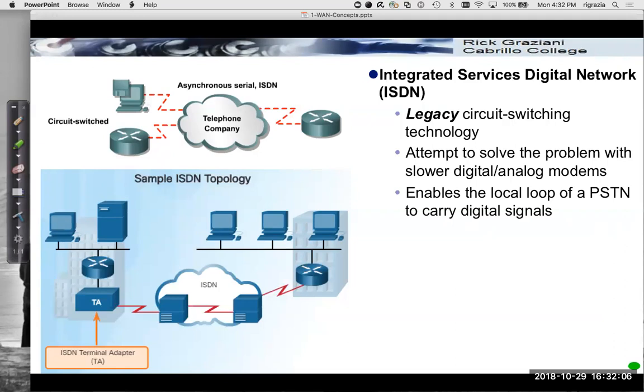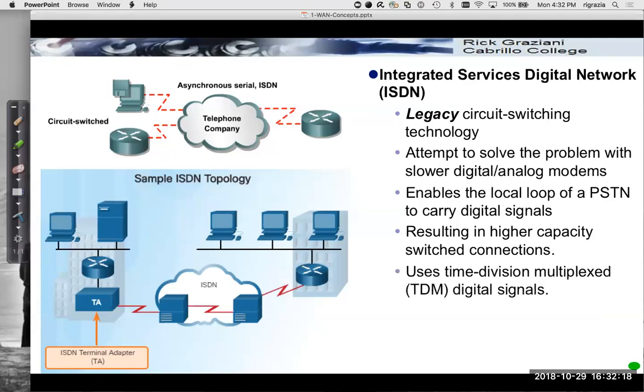You could actually get 128K to almost 1.544 megabits using ISDN. We'll see that in a moment, but using the public switch telephone network, which comprised a digital hierarchy system that used time division multiplexing based on T1 lines, you could get anywhere from about 128K to 1.544 megabits. You connected to the ISDN.